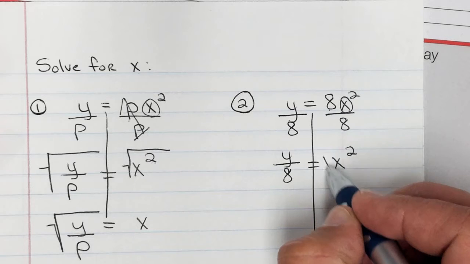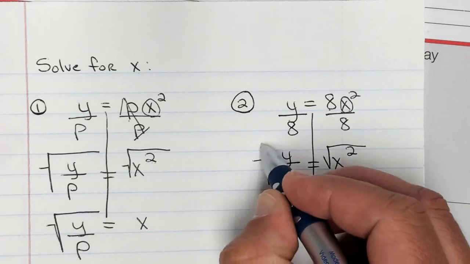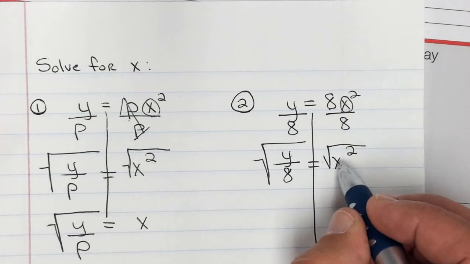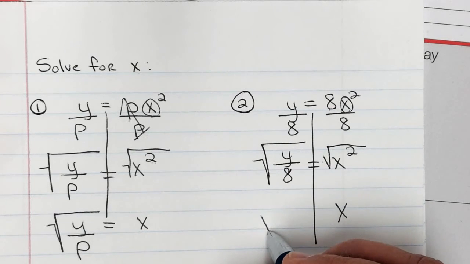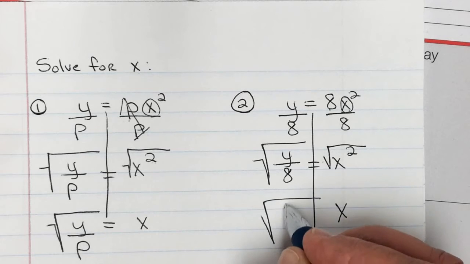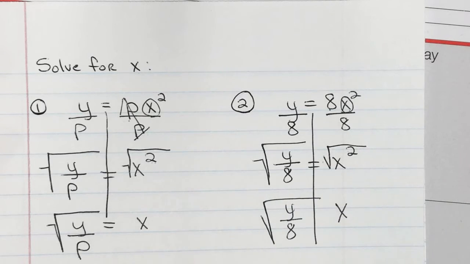the opposite of squaring is the square root. So we take the square root of both sides. The square root of x squared is just x. And your answer is the square root of y over 8.